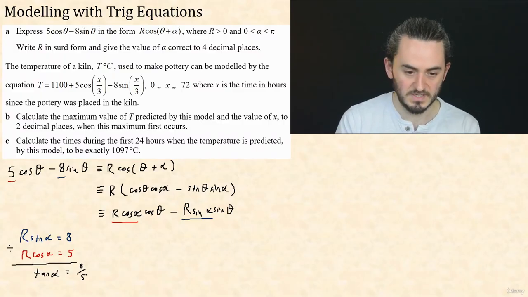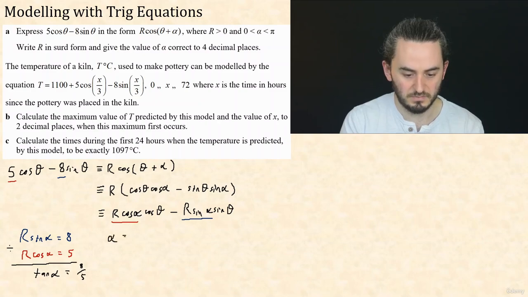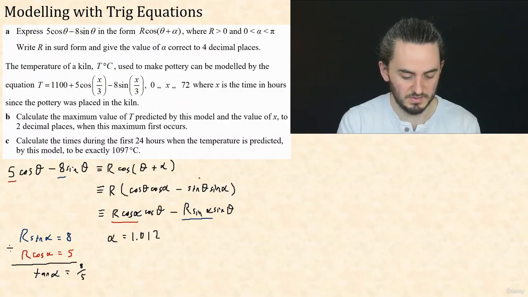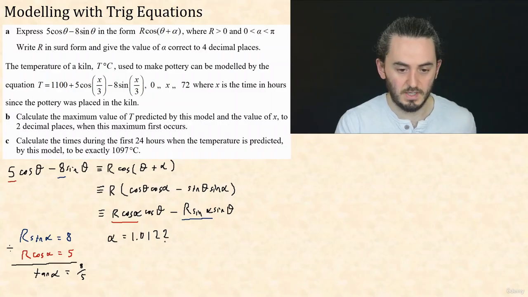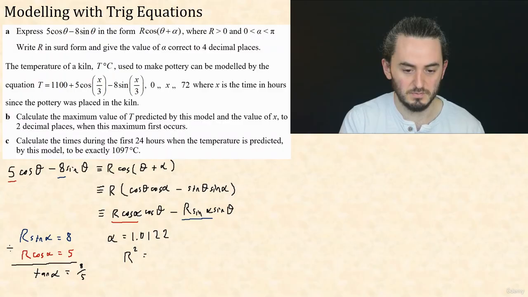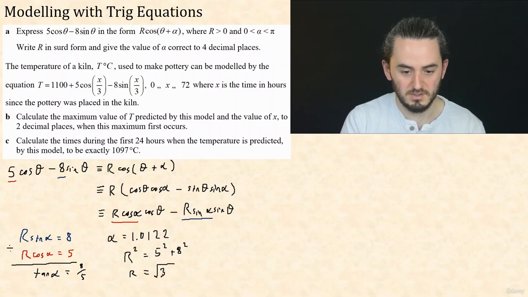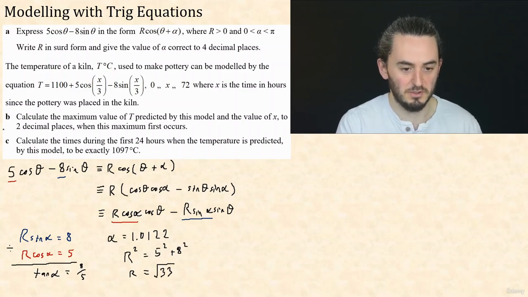Ensuring that I am set to radians, I do inverse tan of 8/5 and I get that alpha is 1.012. What do they want? 4 decimal places. So let's do one more decimal place. So there is alpha, which is indeed between 0 and pi. And then my value of r is found by doing Pythagoras. So r squared is 5 squared plus 8 squared, and they want that in surd form. So 5 squared plus 8 squared is 33, and the square root of 33 is the square root of 33. There we go. Who knew?